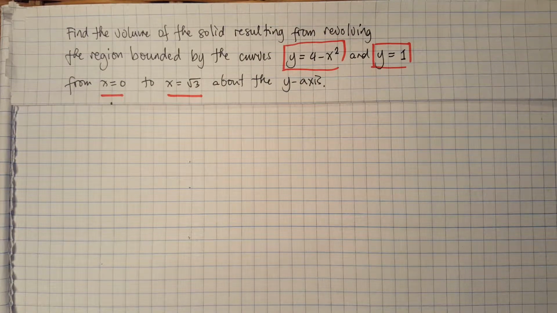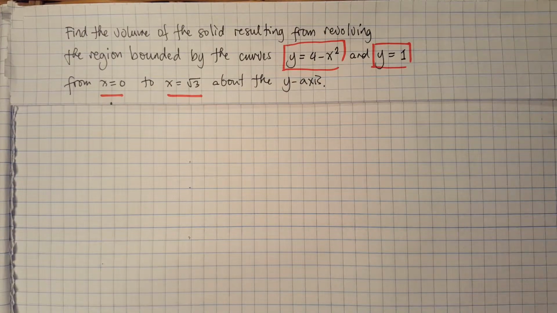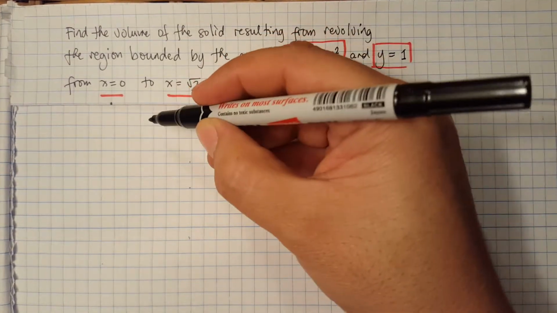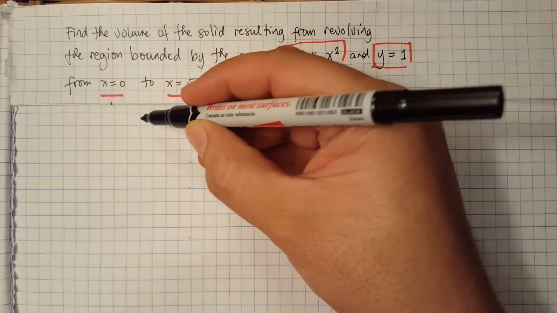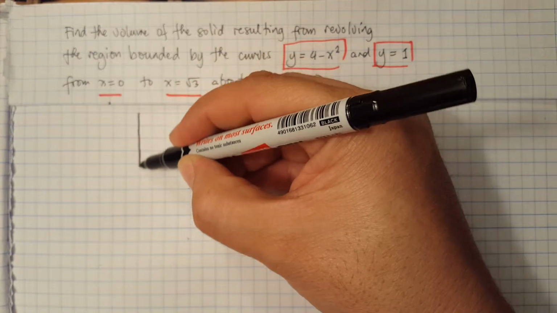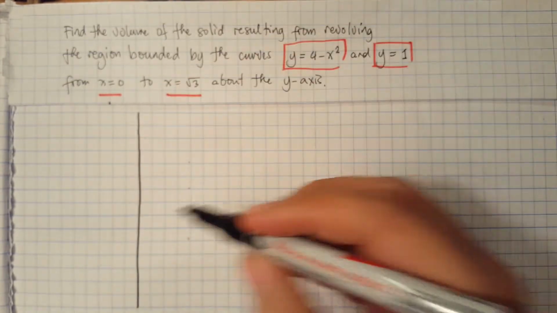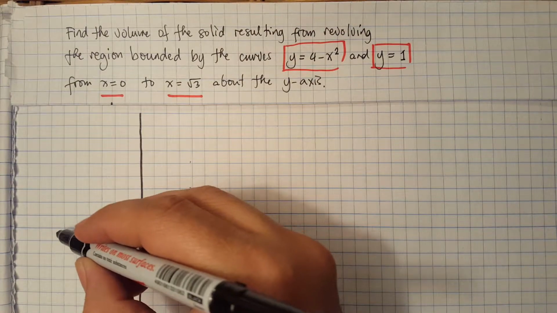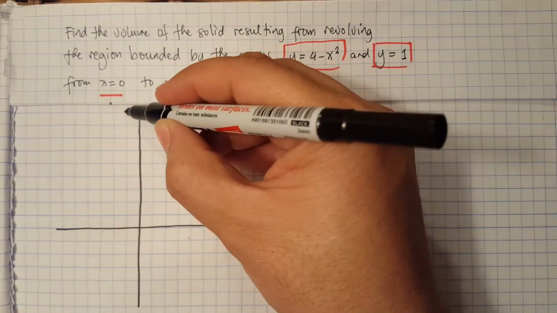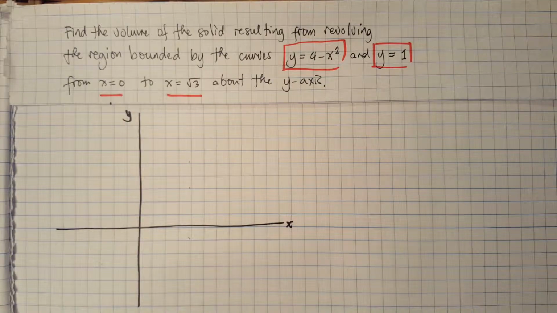First thing you need to do here is to actually graph the function. You need to graph this so that you'll get an idea of what you're working with. Alright, so let's try to sketch a graph here. So y-axis, x-axis, y. Alright, let's start with this one.